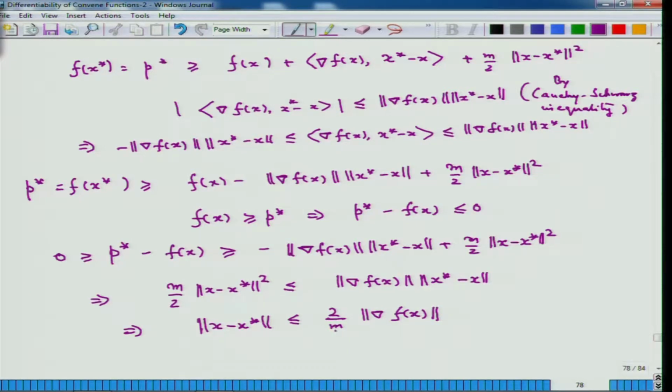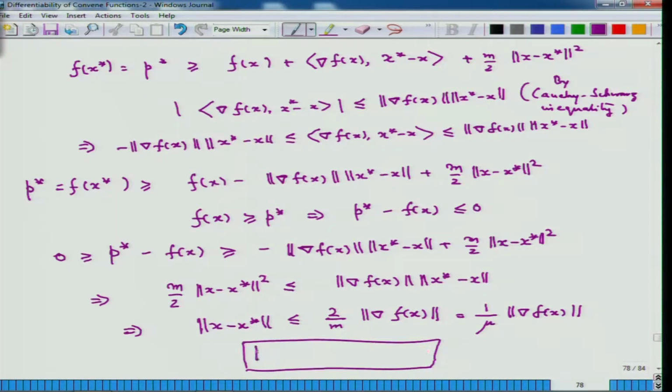Now, m is equal to twice mu. So, this would be nothing but 1 by mu times norm grad f x. So, my error bound condition for this is called the error bound. Sorry, 1 by mu.